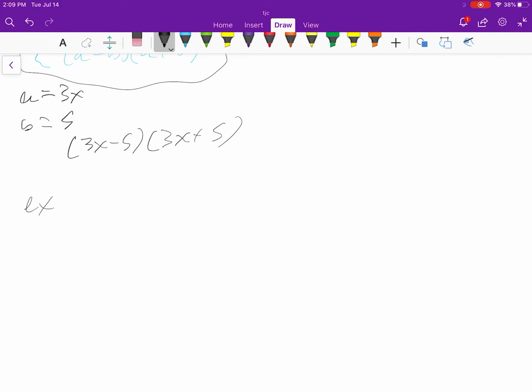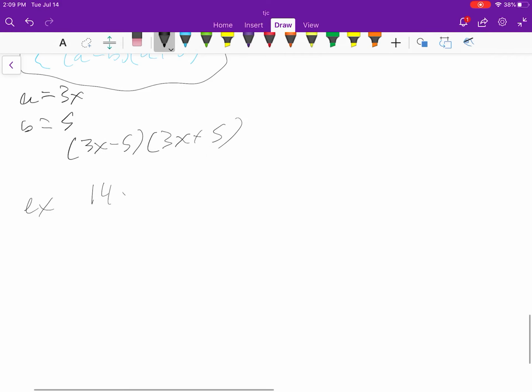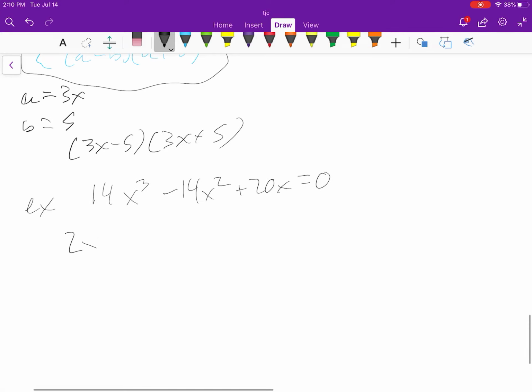Okay, let's do another example. Okay, so we have this guy here, 14x cubed minus 14x squared plus 20x. Notice every term has an x, and every term is a multiple of 2, so we can do the GCF trick first. So we're going to factor the GCF of 2x out of everything. That'll leave us with 7x squared minus 7x plus 10.